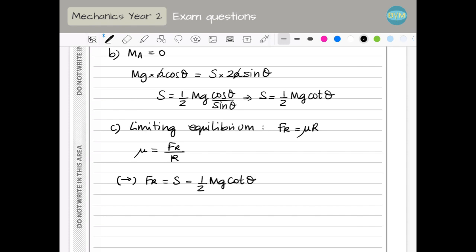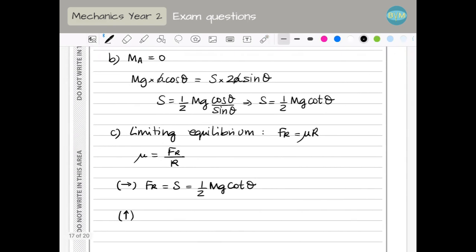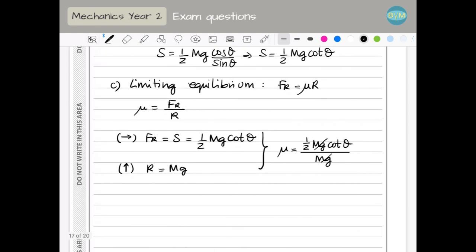If we resolve vertically, forces pointing up are going to be equal to forces pointing down. So my only force pointing up, R, is equal to my force pointing down, mg. With these two, I substitute here, and mu is going to be 1/2 mg cot theta divided by mg. Cancel, cancel. That means that mu is 1/2 cot theta.